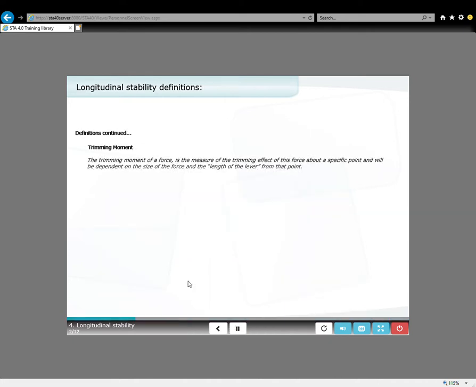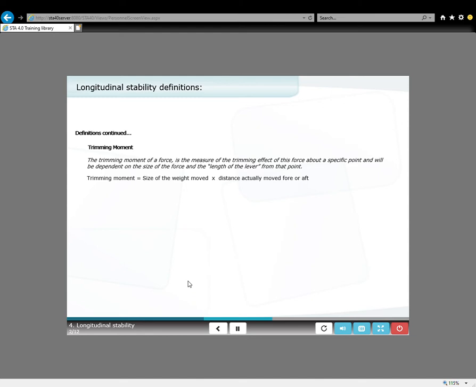The trimming moment of a force is the measure of the trimming effect of this force about a specific point, and will be dependent on the size of the force and the length of the lever from that point. The trimming moment of a weight loaded or discharged is the size of the weight and its position as a distance from the center of flotation or after perpendicular. Either is acceptable. When considering a weight moved longitudinally, it is equal to the magnitude of the weight times the distance actually moved fore or aft.